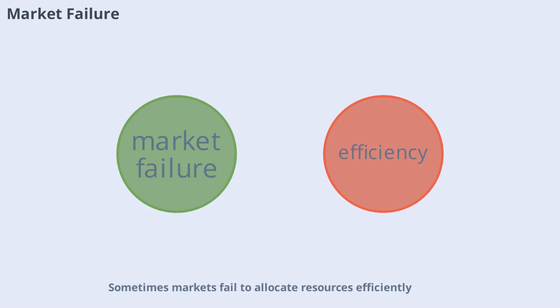Sometimes markets fail to allocate resources efficiently. This can happen due to externalities, market power, or incomplete information. When markets fail, there may be a role for government intervention to improve outcomes.